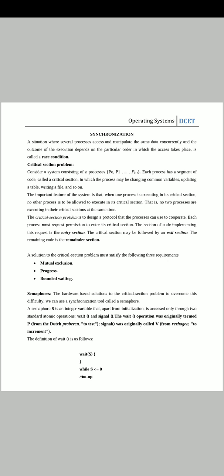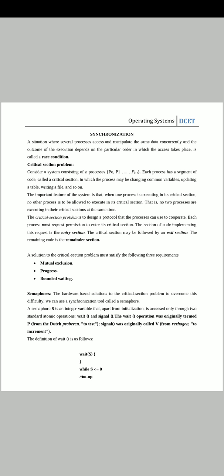You just remember P and V. P is nothing but wait, V is nothing but signal. Why do I use P? To test the parameter. Why do I use V? To increment the value. Here for the wait operation, I have the code wait of S. S is nothing but a semaphore. It has an integer value.